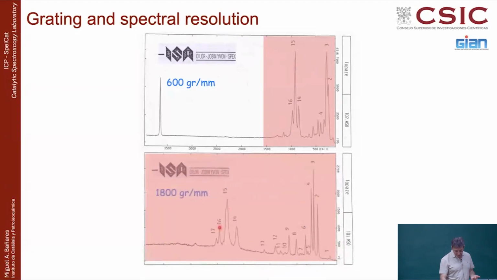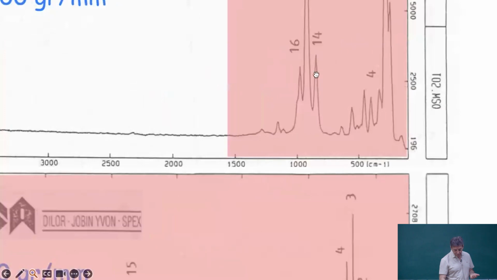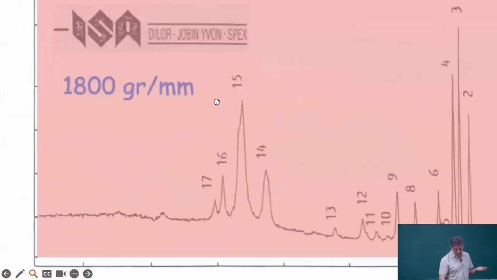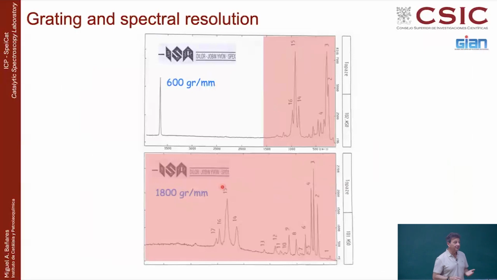Look, for instance, here you see peaks 14, 15, and 16. There appears to be a shoulder there. You see that shoulder? Yeah, appears to be a shoulder. But now with the other grating, this little shoulder is actually another peak, a resolved peak. So you win something, you lose something. But you know, I want everything. I want resolution and I want all the spectral range.